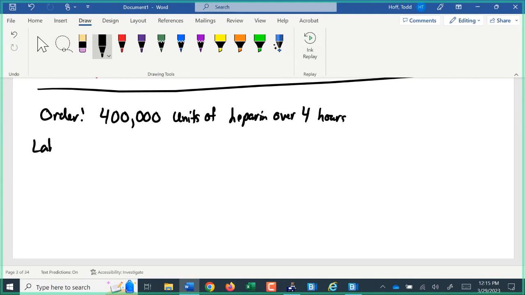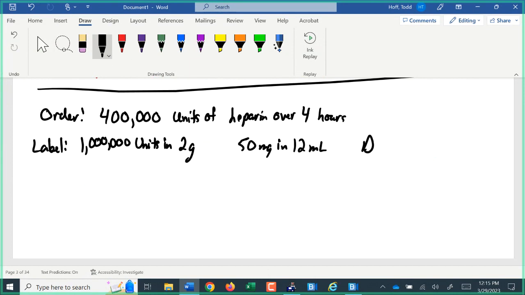So our label is telling us that we have 1 million units in 2 grams. We are constituted at 50 milligrams in 12 milliliters. I have a drop factor of 15 drops per milliliter.